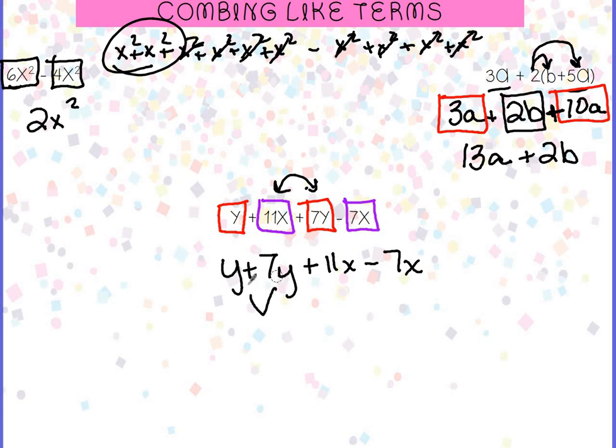But now I can combine these because they're like terms, and I get 8 y's, because there's 7 here and 1 here. Together that makes 8, plus I have 11 x's over here, and I'm taking 7 away, which leaves me with 4.